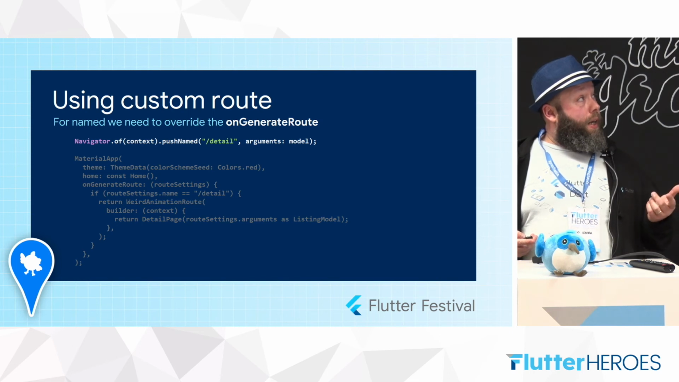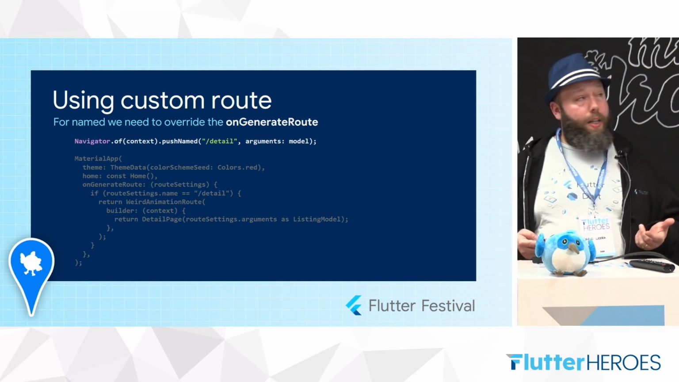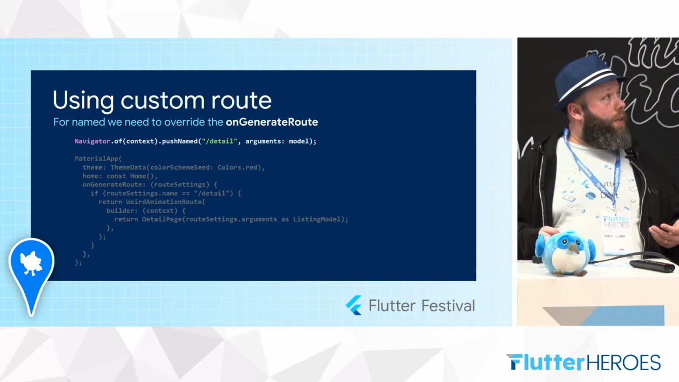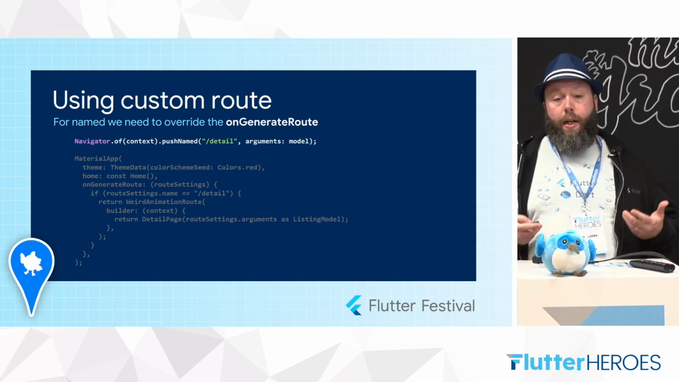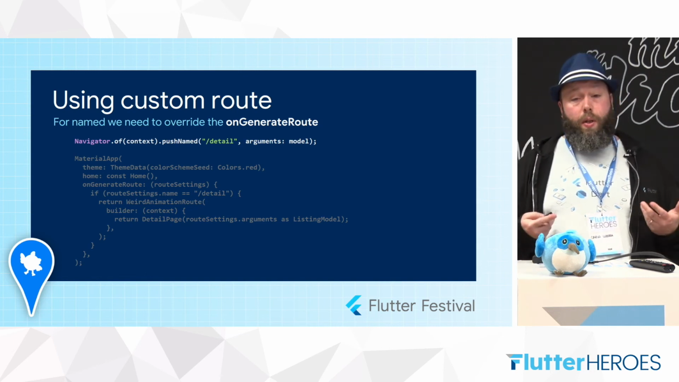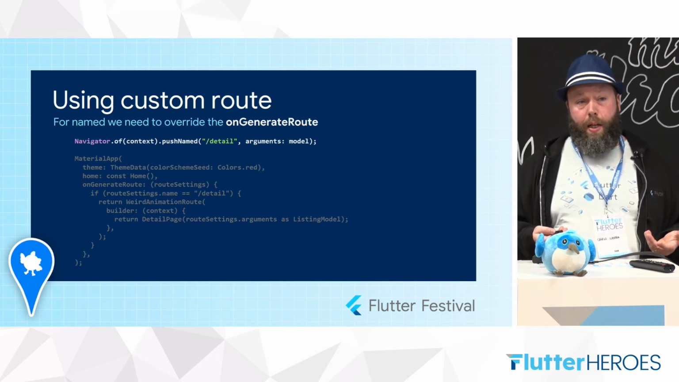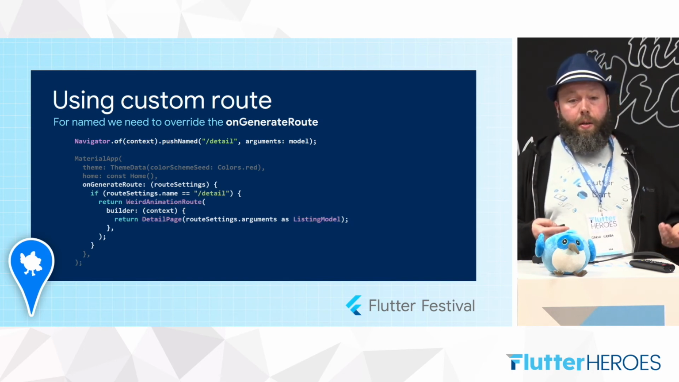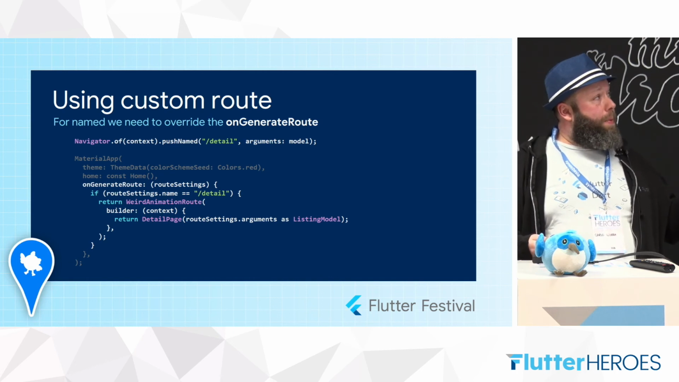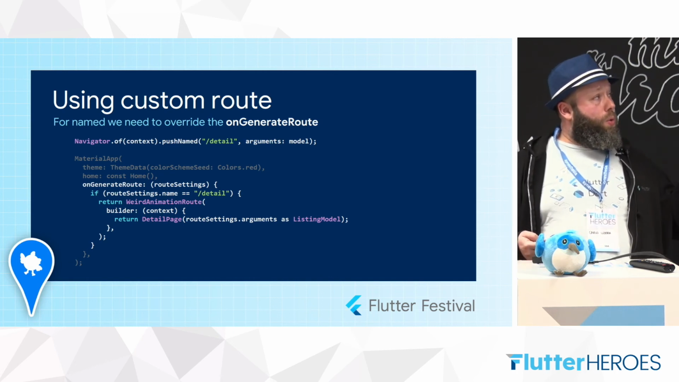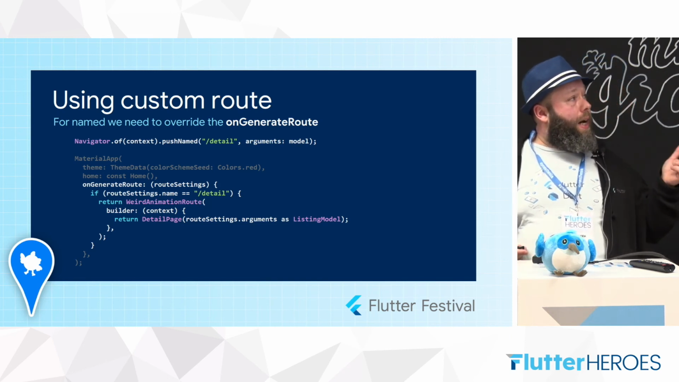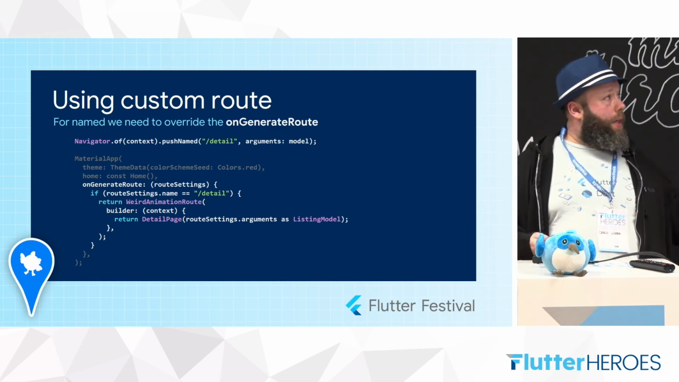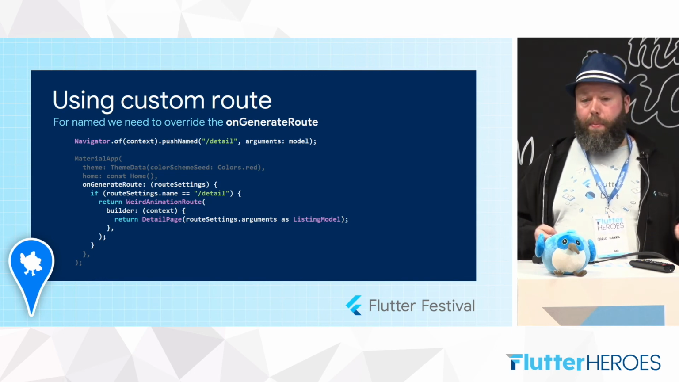Then for the custom route in named navigation, things are a little different because we have only the push named, so we can't really define our custom route there. But in our material app, we can use the onGenerateRoute to check what is the route name and return another route instead of the default one. The default one in the material app is a material page route.